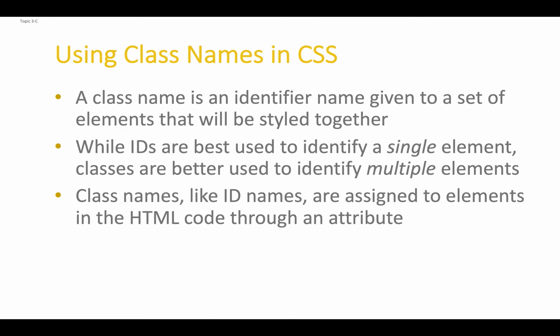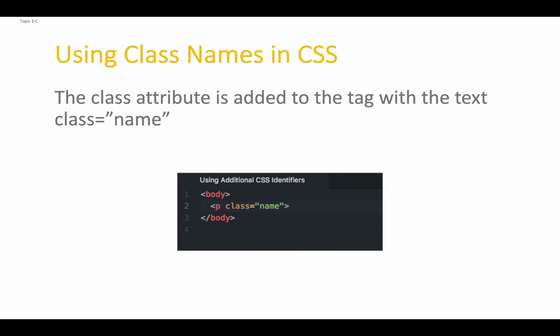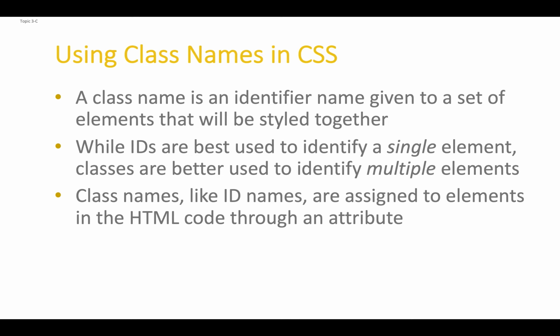A class is different. Class and IDs are similar, but they're a little bit different. IDs can only be applied to one element. Classes can be applied to multiple elements. A class name is an identifier name given to a set of elements that will be styled together. While IDs are best used to identify a single element, classes are better to be used to identify multiple elements.